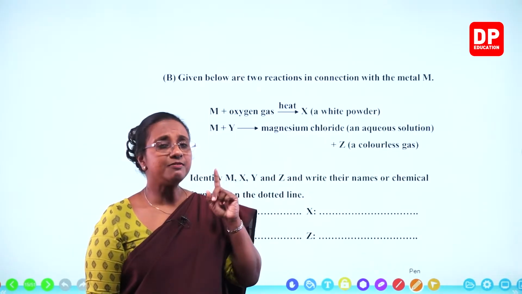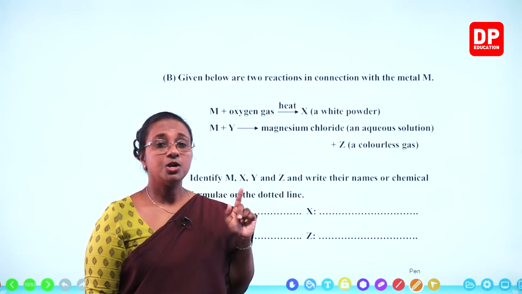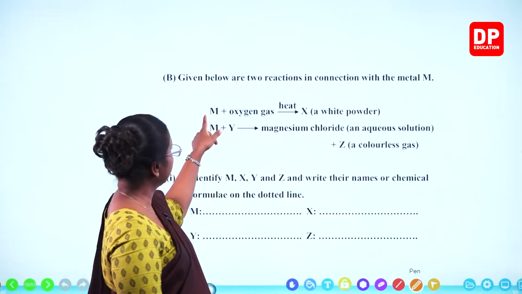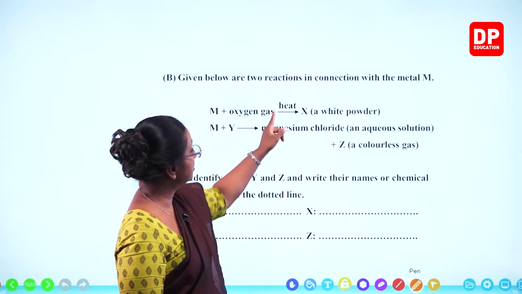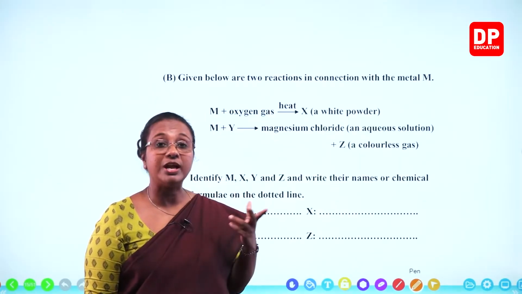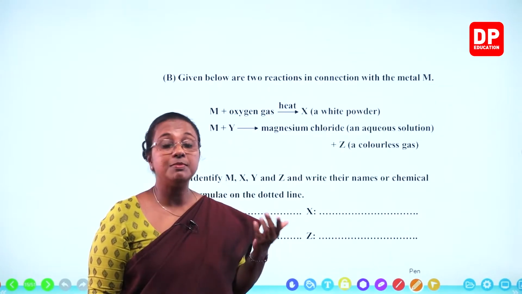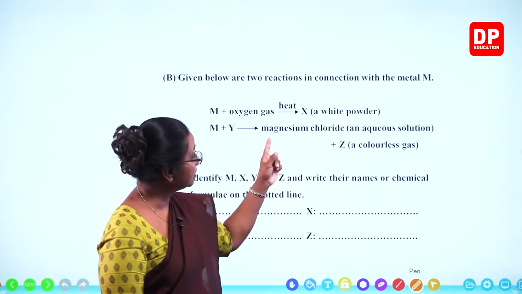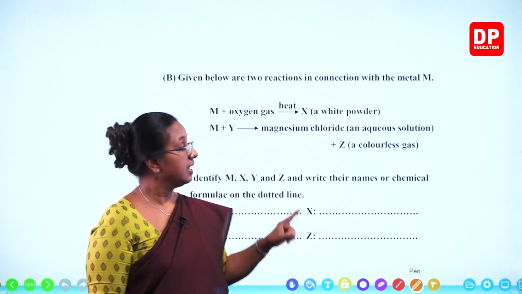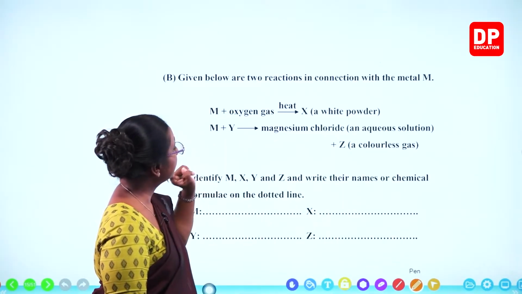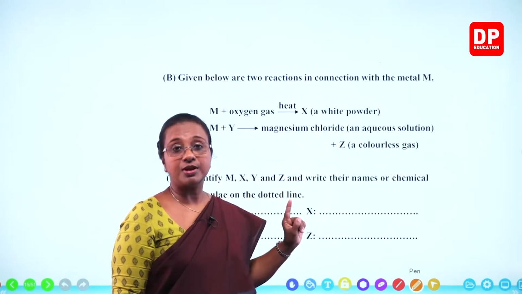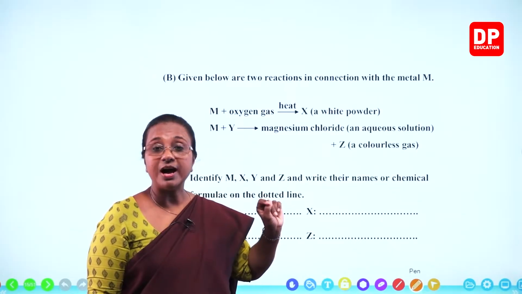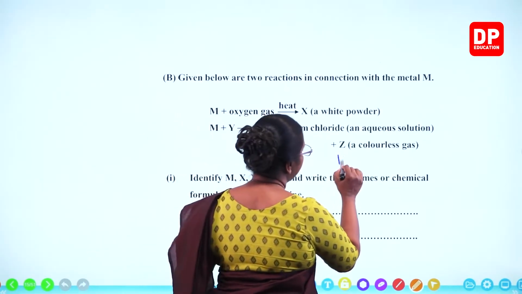So here, first the metal plus oxygen gives you a white color powder. From that itself, you can identify. Normally when you burn magnesium, which is a metal, with oxygen, that's why heat is provided, you get the white color powder. It burns with a bright white flame and a white color powder is obtained. That is magnesium oxide. At the same time, M with Y gives you magnesium chloride and a gas. So you all should identify that this is hydrogen gas.